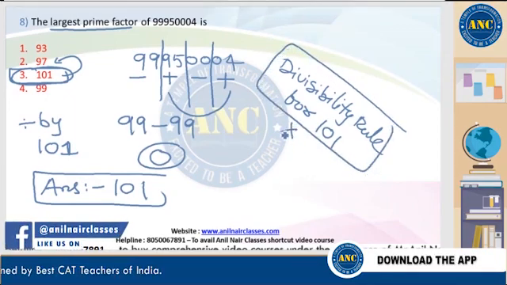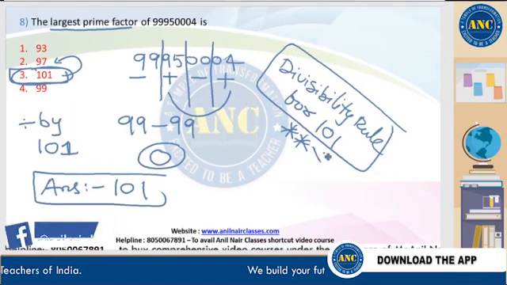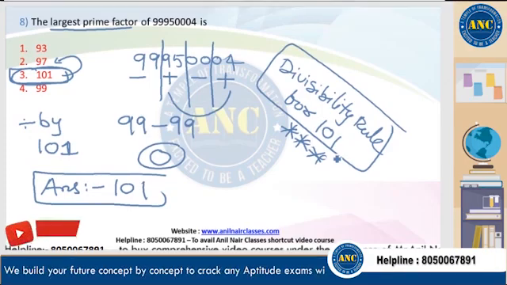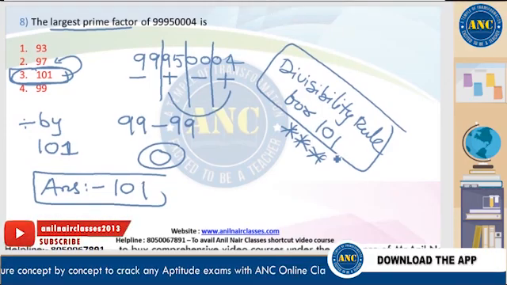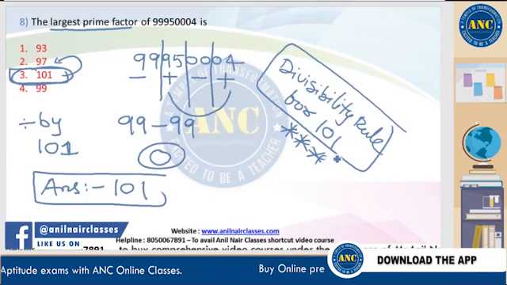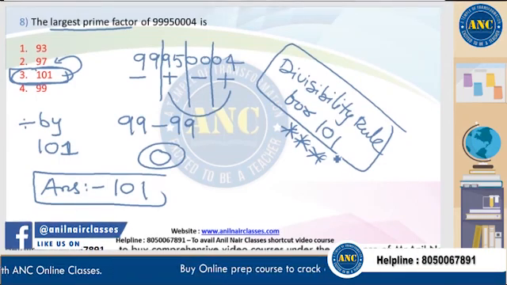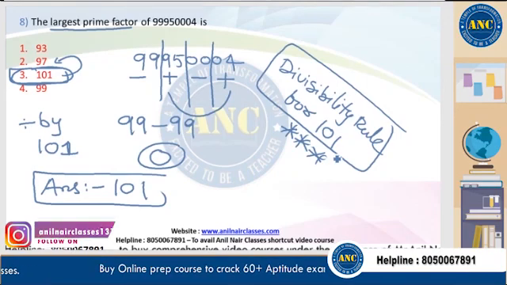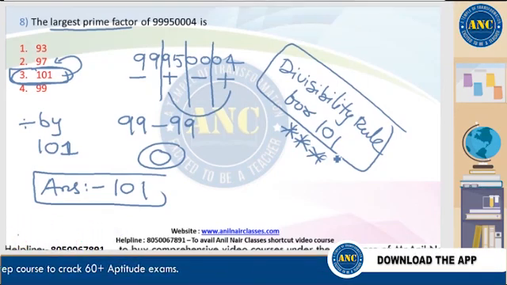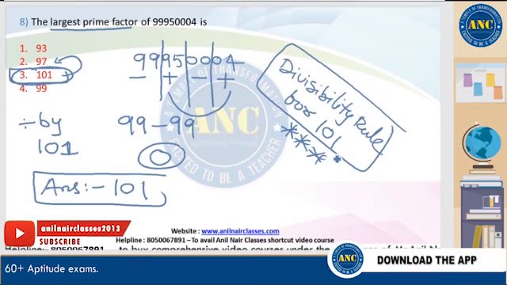This is the new concept. Let me repeat the flow. First we discussed the definition of a prime number. Then we discussed how to check whether a number is prime or composite. In that we used a variety of concepts. The first concept is the number should not be an even number. Next concept is a power n minus b power n is always divisible by a minus b.